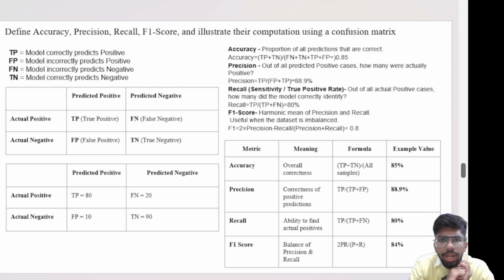First we calculate the accuracy, the formula which tells us out of all the predictions how many were correct. The formula for it is true positive plus true negative divided by true positive plus true negative plus false negative plus false positive. And it turns out to be 0.85, which is 85%. This means the model is correct 85% of the time.